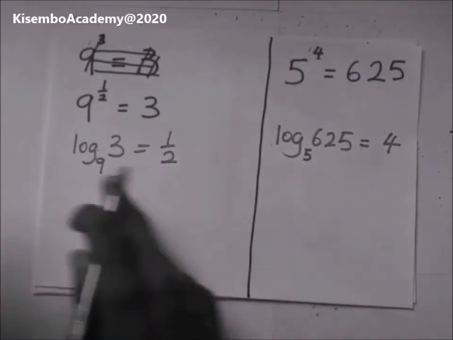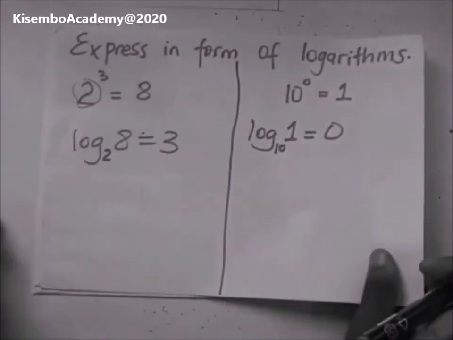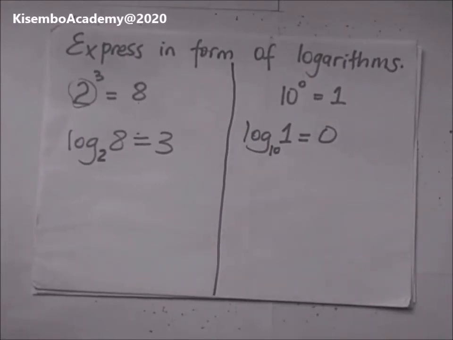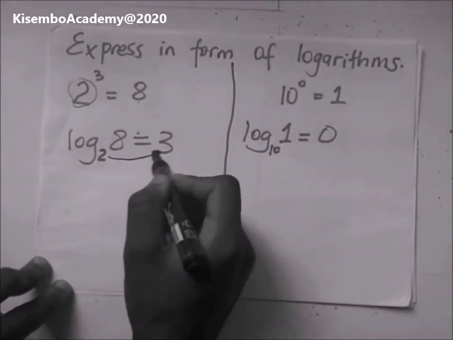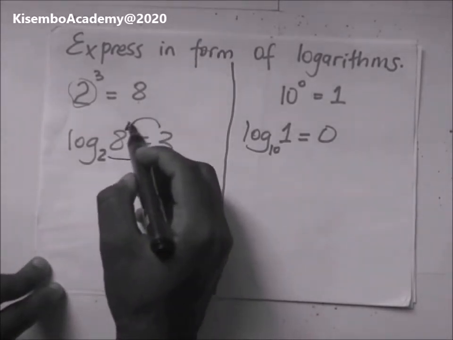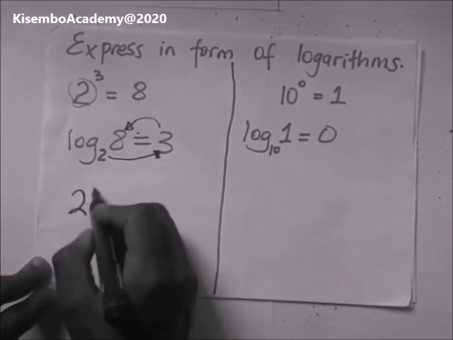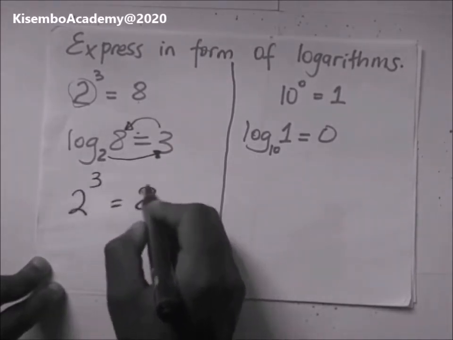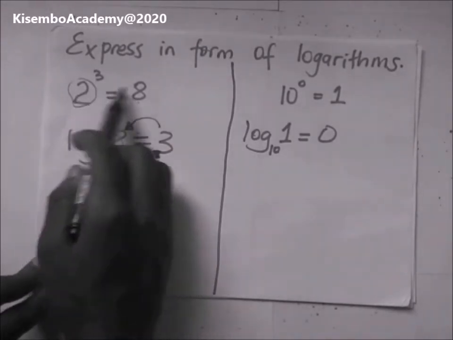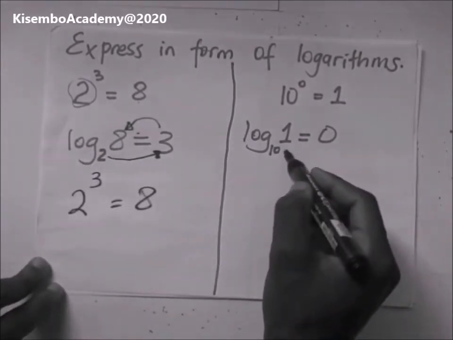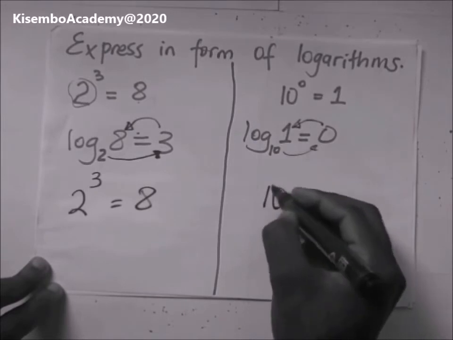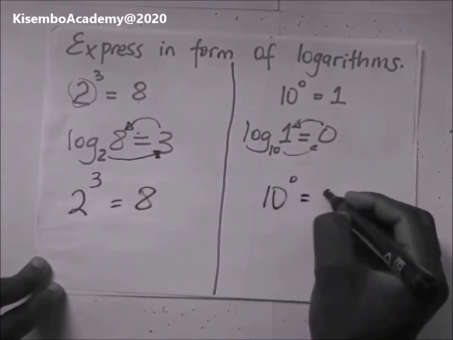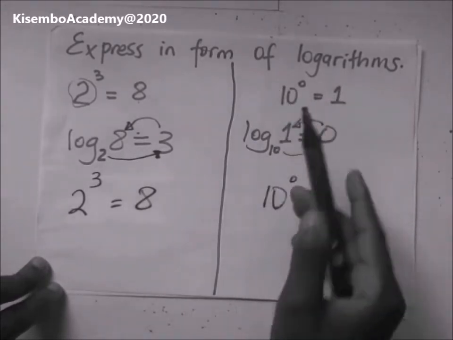If you have to try and convert these back to index form, this is the pattern. So the pattern here will be 2 to the power 3 is supposed to give us 8. 2 to the power 3 is equal to 8, and this takes us back to this. Likewise here, 10 to the power 0 is equal to 1. It takes us back to that.